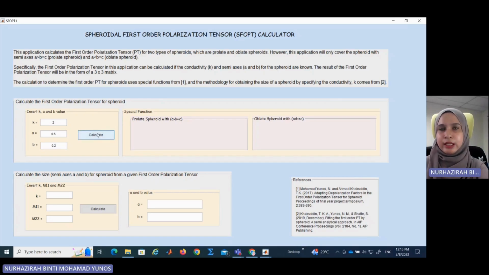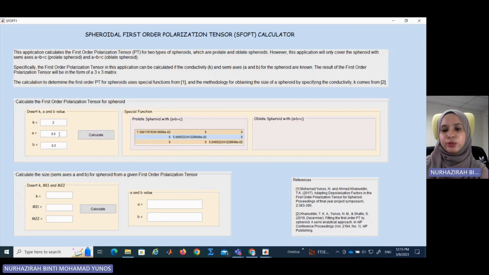So when we click calculate, it will calculate the first order PT for this specific spheroid. And it will classify the type of spheroid that we have based on the semi-axis value. Okay, this is the first order PT for prolate spheroid, where the first order PT is given in the form of a 3 by 3 matrix over here.